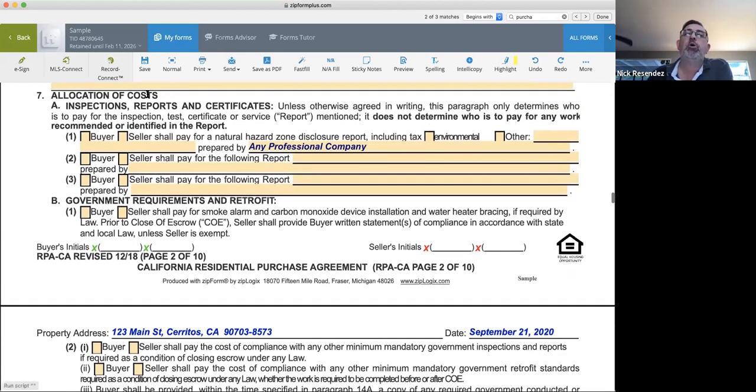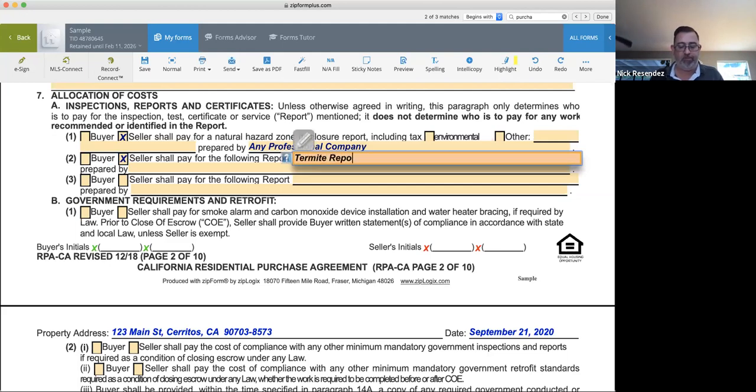So costs, who's paying for what, okay? Unless otherwise agreed in writing, this paragraph only determines who is to pay for the inspection, test, certification, or service. It does not determine who's to pay for any work recommended or identified in any report. Typically, we would have this: seller shall pay for our natural hazards disclosure, any professional company. Sometimes we may ask for the seller to pay for a termite report, right? And again, it doesn't say who's paying for the work.